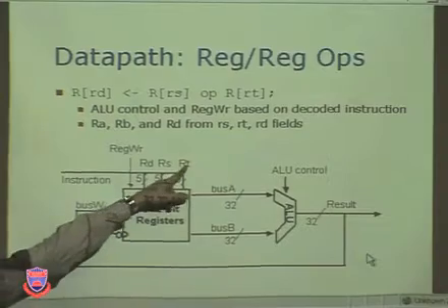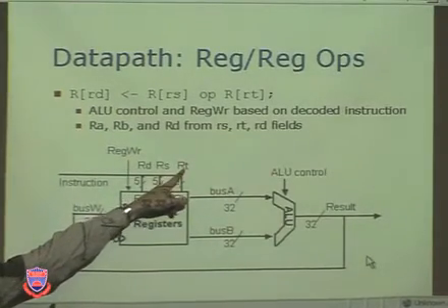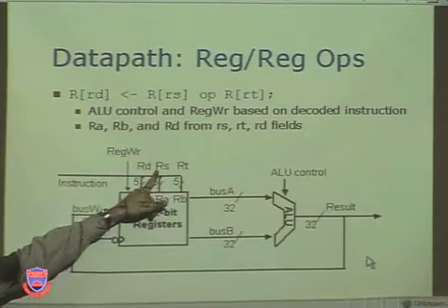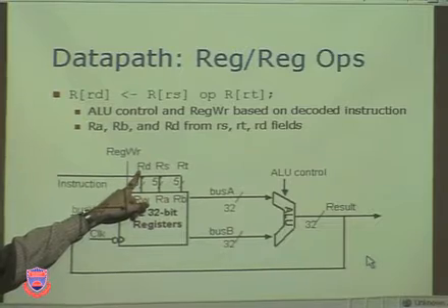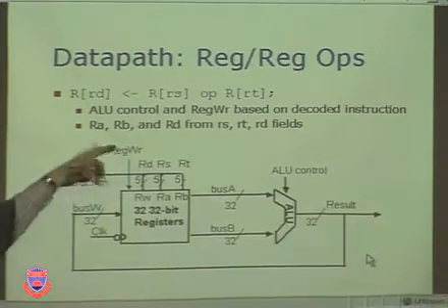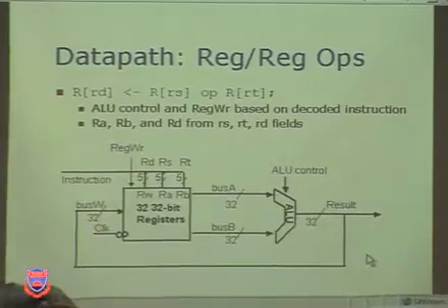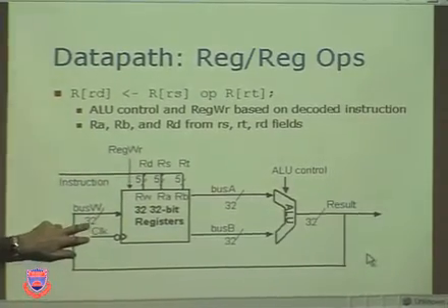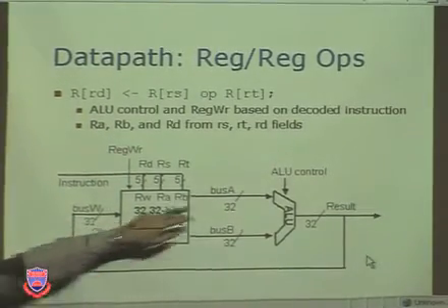So where did this come from? The instruction, a certain bit field. Where did this come from? The instruction, a certain bit field. Where did this come from? Not sure yet. Some kind of control. We don't know. Reg write. I don't know. Where did this come from? Somewhere else, the clock.